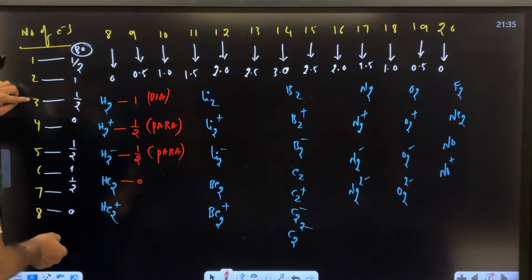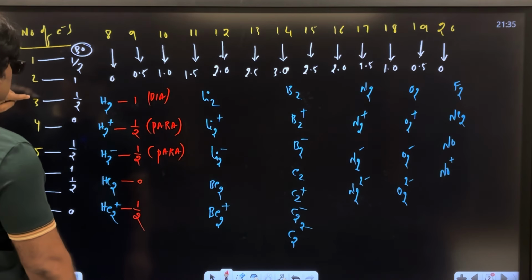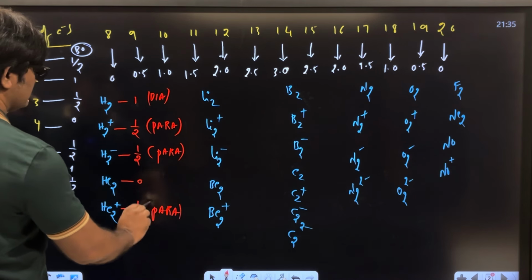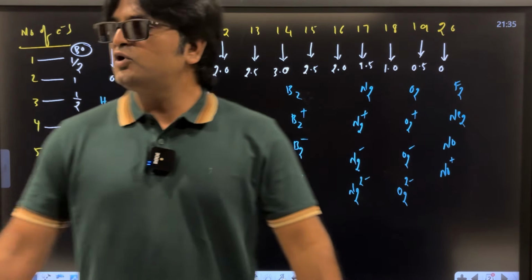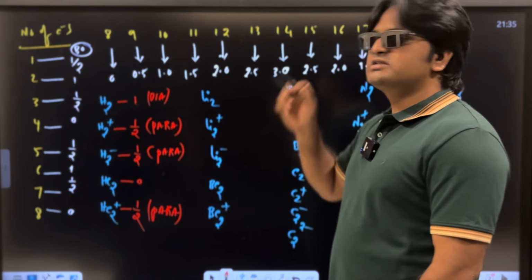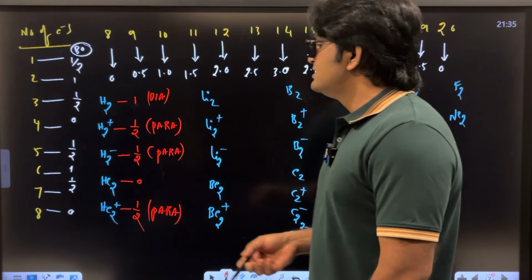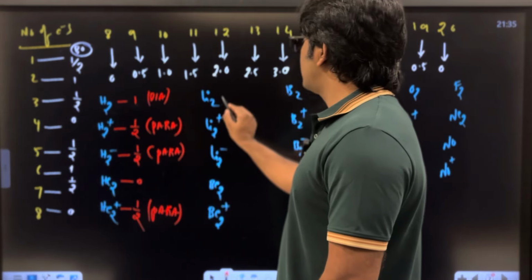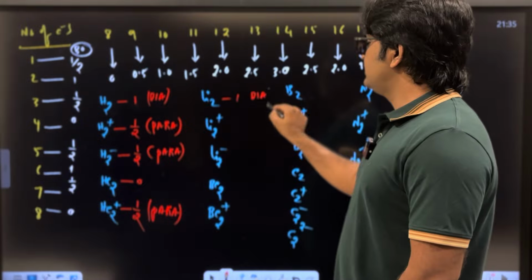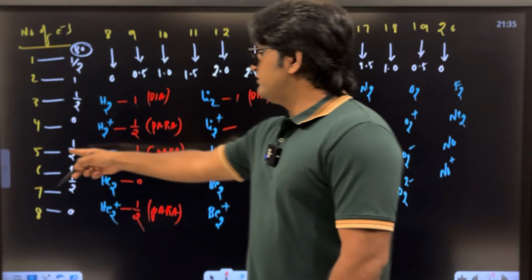He2 plus, number of electrons? 3 electrons. What is the bond order value? Half. 3 electrons means paramagnetic or diamagnetic? This one is a paramagnetic species, right? Come to Li2. In case of Li2, what is the atomic number of lithium? Hydrogen, helium, lithium. Atomic number 3. 3 twos are 6 electrons. What is the bond order value? 1. 6 electrons means diamagnetic or paramagnetic? Diamagnetic species. Okay. Li2 plus, 5 electrons.